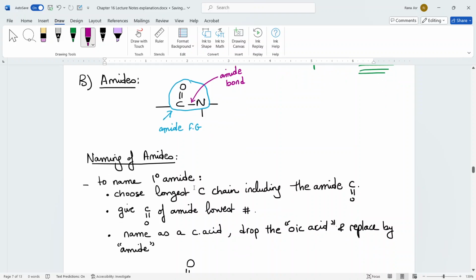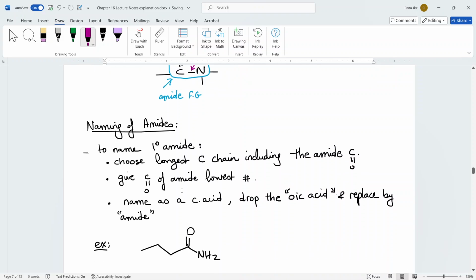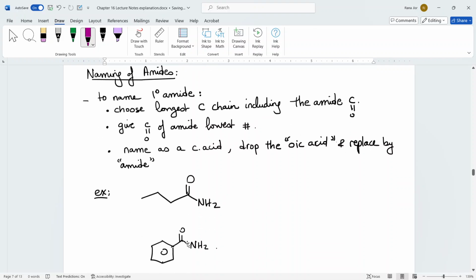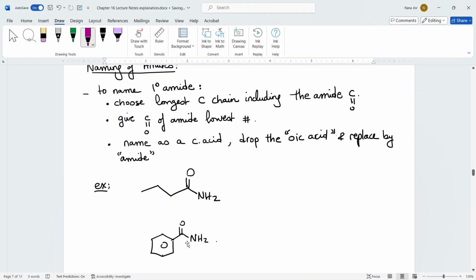To name amides, we're going to follow the same rule as we named amines. So we're going to classify amides as primary, secondary, and tertiary, and we're going to follow exactly the same rule by using the N prefixes before any R substituents for the secondary and the tertiary amide.